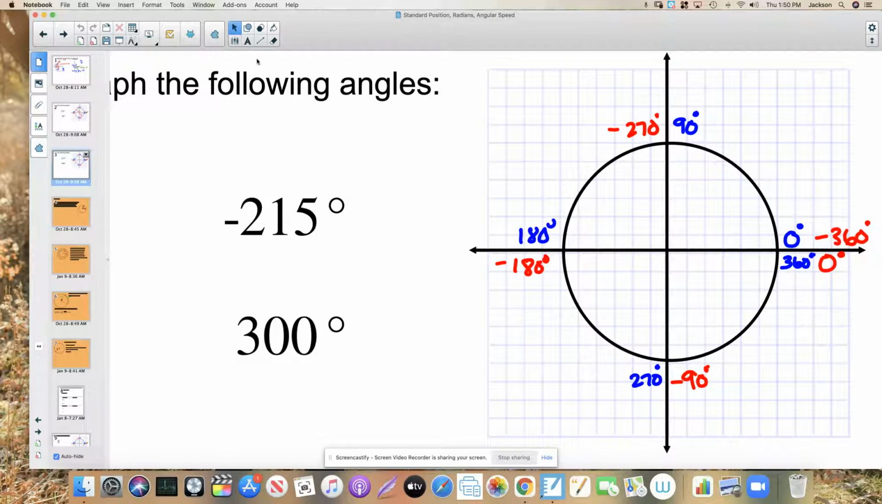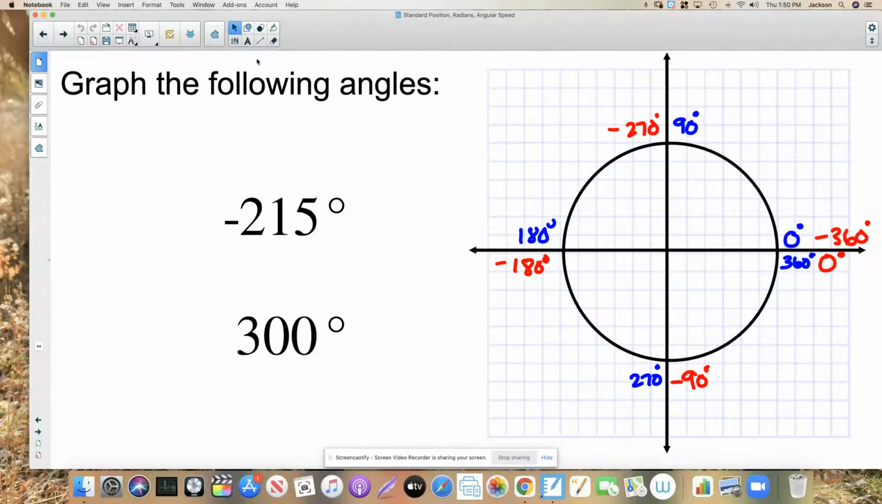All right, let's look at a couple more examples of graphing angles and degrees in standard position. Let's start with this negative 215 degrees. I've already labeled this circle to give us that reference for the unit circle, which is upcoming, for where these angles are. So negative 215 degrees, if you look at what I've used for red here: negative 90, negative 180, negative 270, negative 360. Negative 215 degrees would fall somewhere over here in quadrant two.